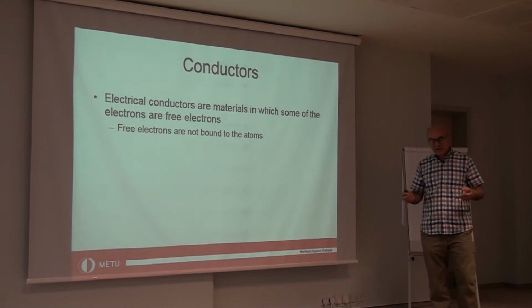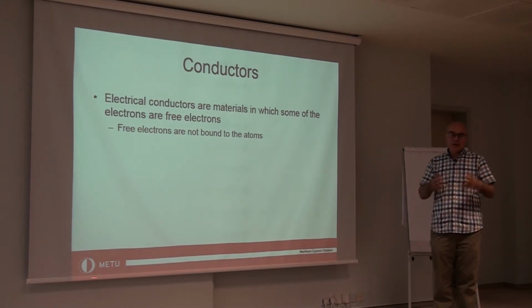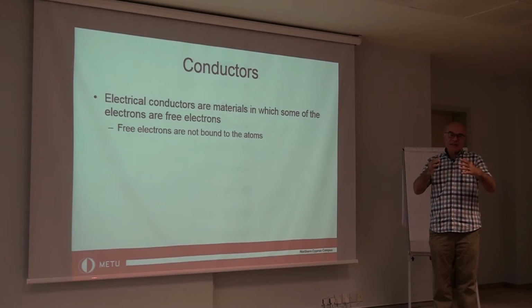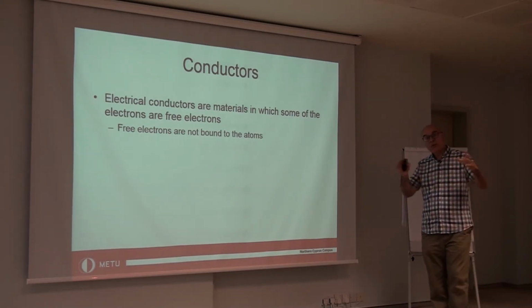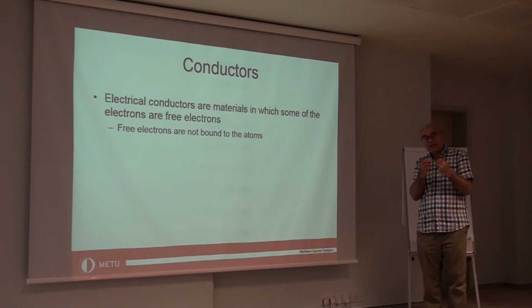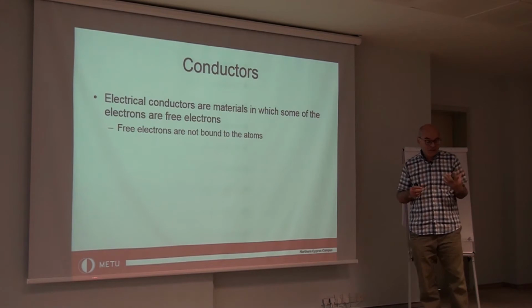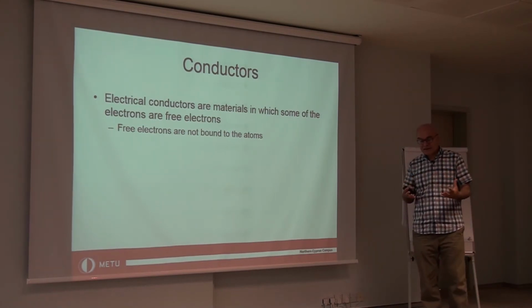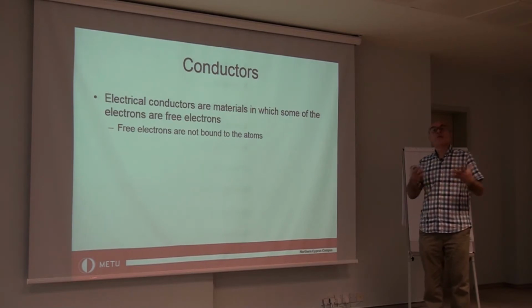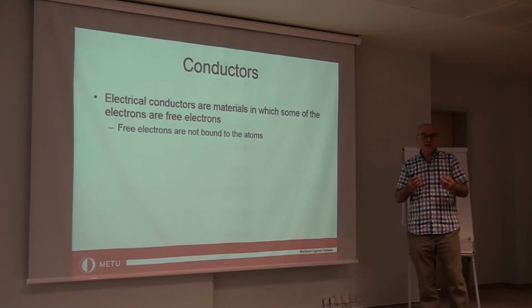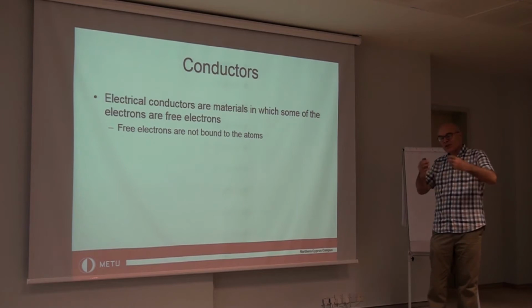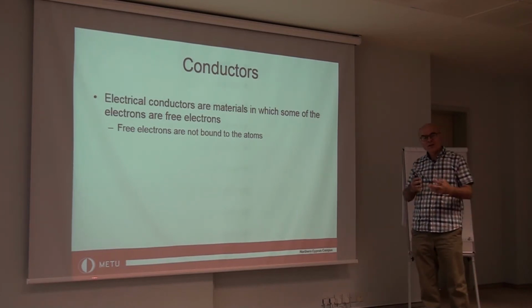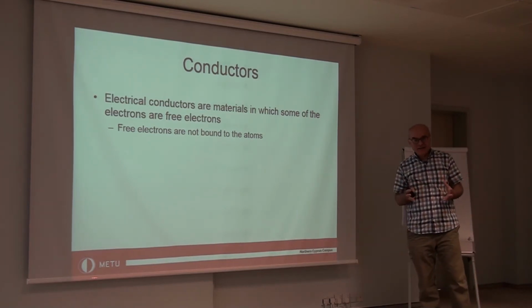So in a conductor, when the atoms come to form a material which is a conductor, they donate their outermost electrons to the whole material. They do not keep that electron for themselves. This is why I sometimes call conductors materials who are communists. They do not believe in private property. So they donate their electrons for the whole community of atoms that are around.